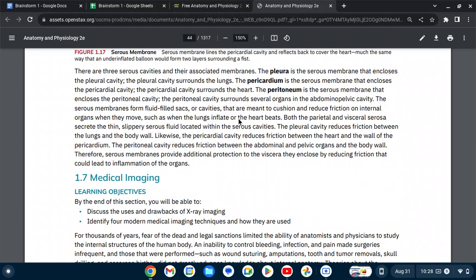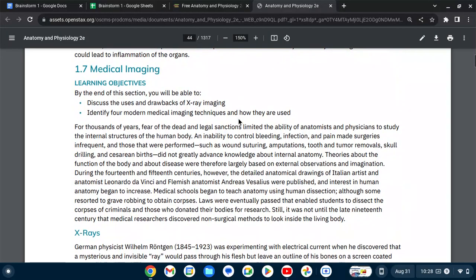The pleural cavity reduces friction between the lungs and the body wall. Likewise, the pericardial cavity reduces friction between the heart and the wall of the pericardium. The peritoneal cavity reduces friction between the abdominal and pelvic organs and the body wall. Therefore, serous membranes provide additional protection to the viscera they enclose by reducing friction that could lead to inflammation of the organs.